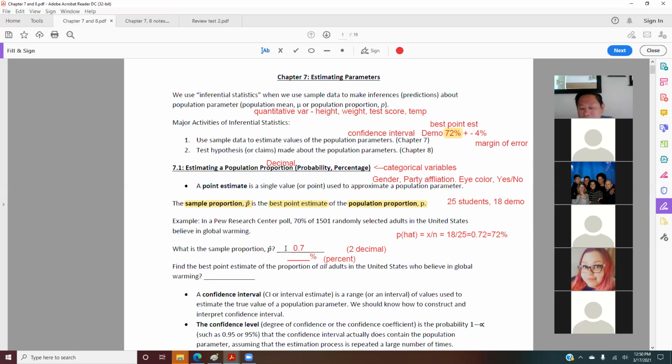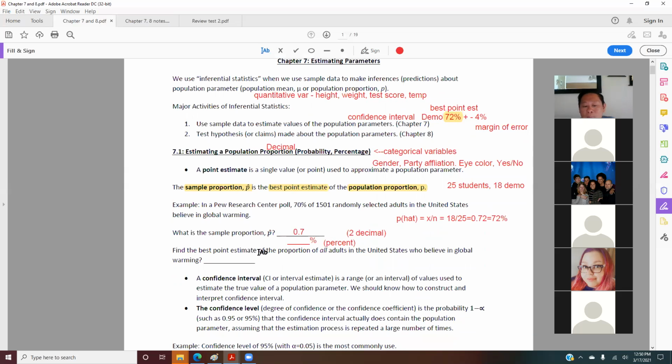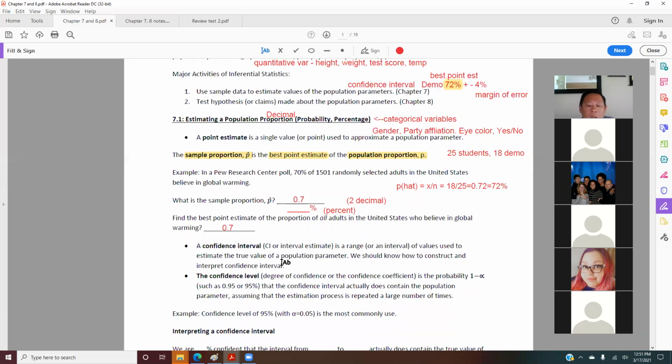So since 70%, or 0.7, is the sample proportion, what is the best point estimate in this case? As you know, the best point estimate is your sample proportion p-hat. So in this case it will be 0.7. This 0.7 is your sample proportion, and that is also your best point estimate, or 70%, depending.